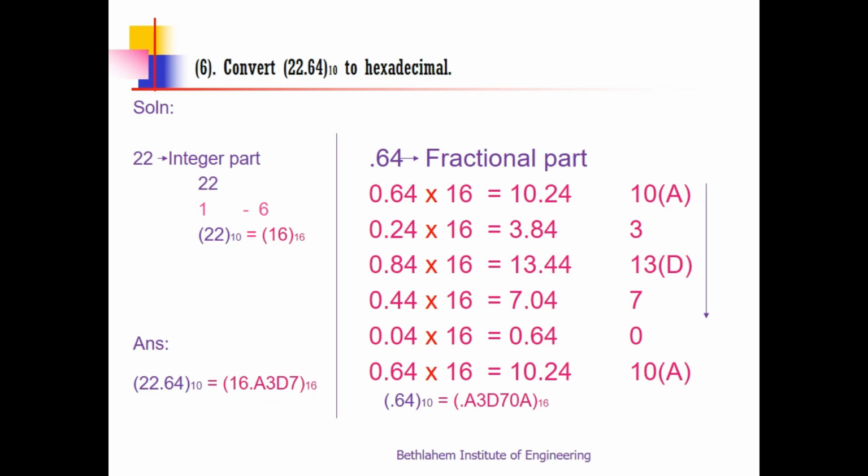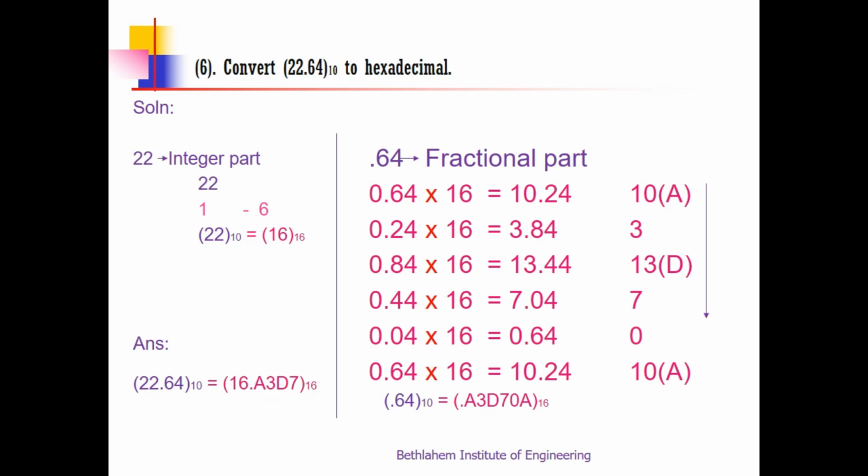Coming to the fractional part, that is 0.64. For the fractional part, we have to follow this multiplication procedure. Since we are asked to convert to hexadecimal, we have to multiply the fractional part by 16. So while multiplying 0.64 by 16, we'll get the answer as 10.24. 10 is the integer part, so we have to write the 10 here. This 10 is in decimal form, so you have to write the corresponding hexadecimal form, that is A.